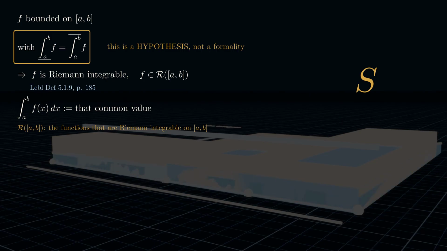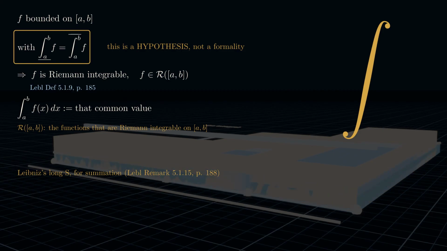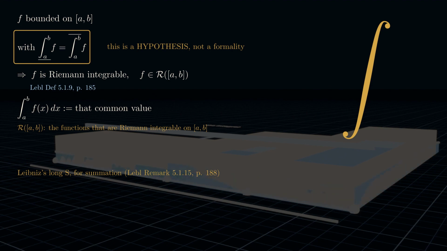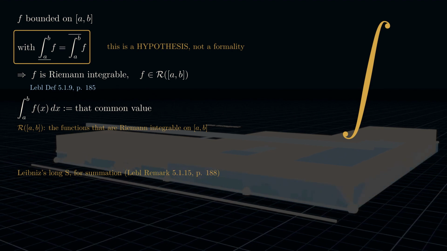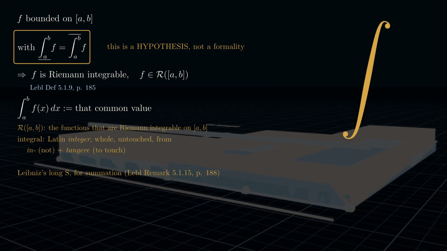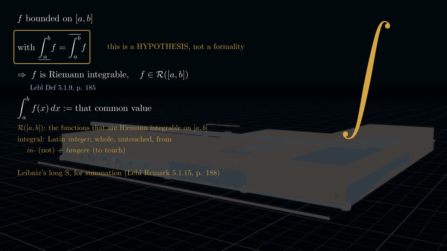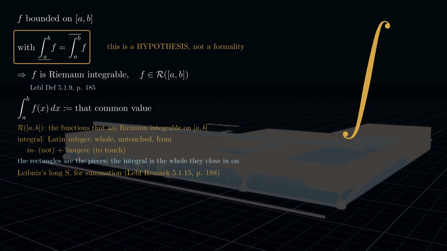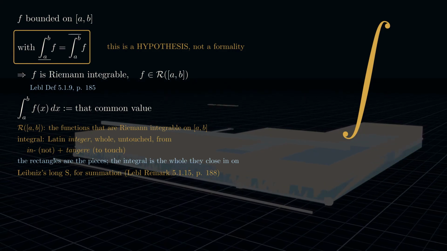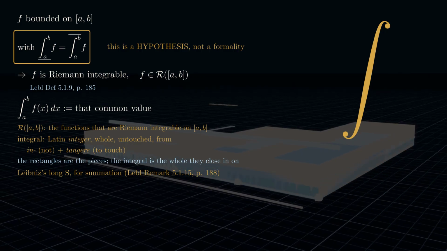Our Lebl records its origin. Leibniz chose a long s for summation, because the integral adds up local information across the whole interval. The word integral comes from the Latin integer, whole, untouched, and that is exactly the claim. The rectangles are the pieces. The integral is the whole they close in on from both sides. And to call a function integrable is to say that whole exists.